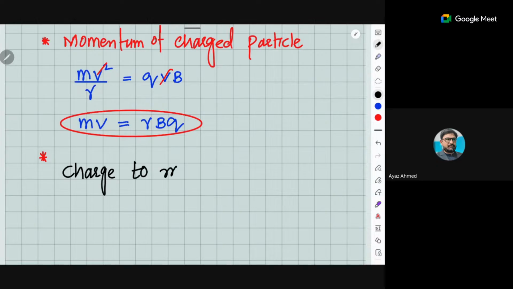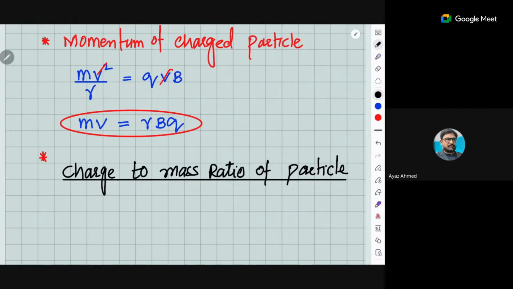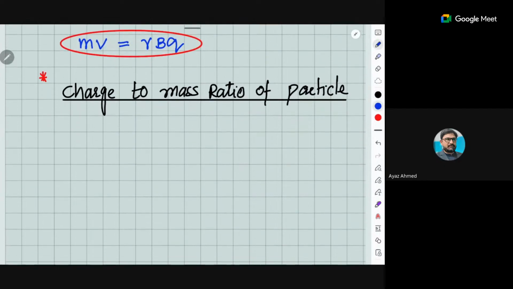Charge to mass ratio of a particle. If you want to find the charge to mass ratio of a particle, the same equation will help you out. This one. For example, how? Here you have written mv = rBq, and from this one, the charge to mass ratio is what? Charge to mass, q by m.